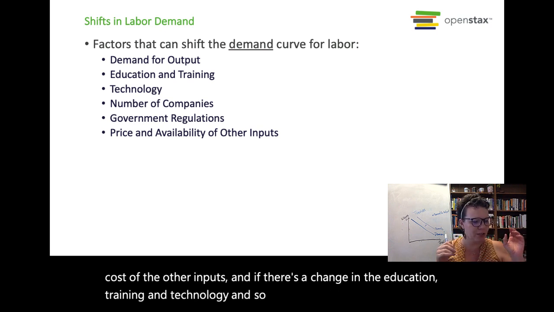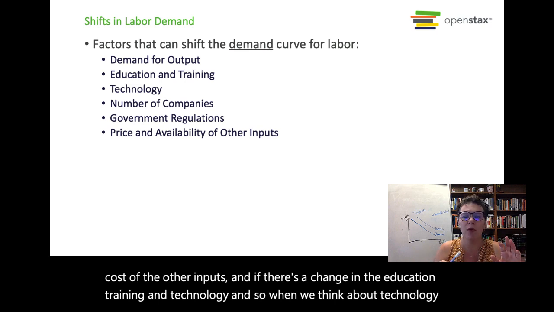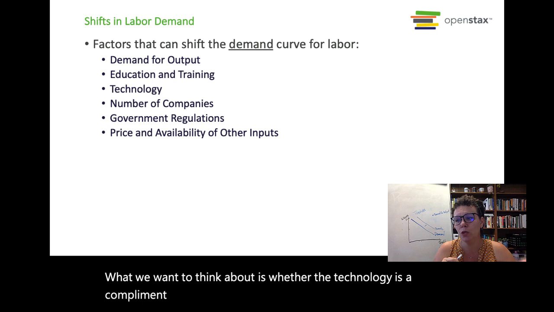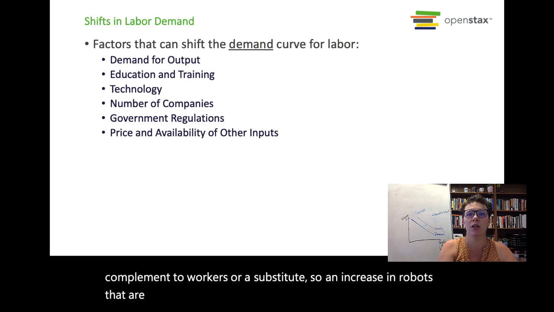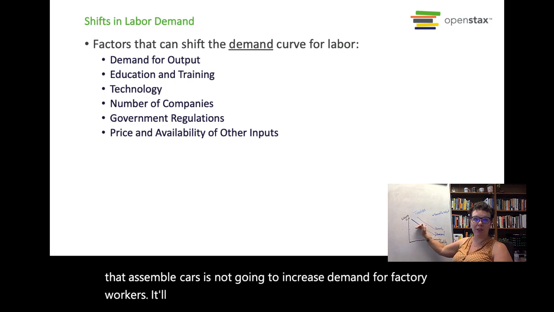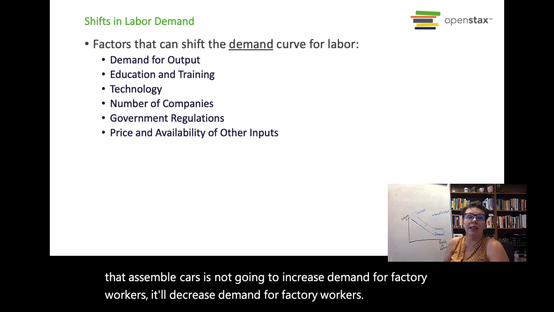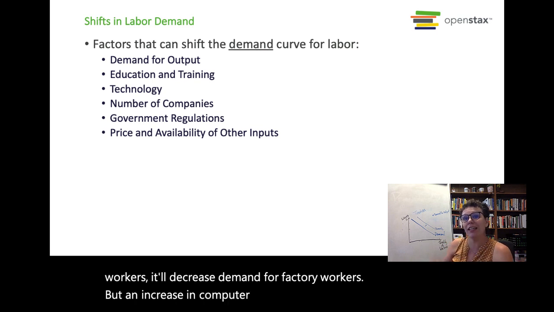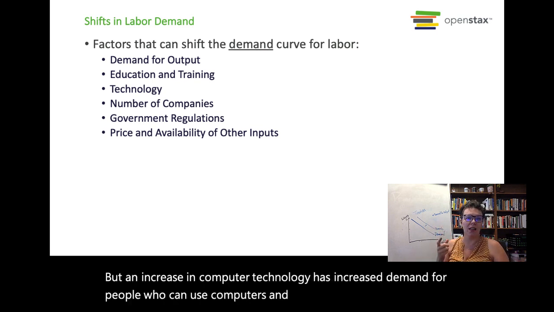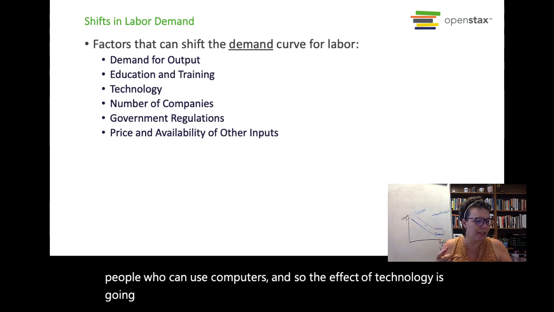And so when we think about technology changing, what we want to think about is whether the technology is a complement to workers or a substitute. So an increase in robots that assemble cars is not going to increase demand for factory workers. It'll decrease demand for factory workers. But an increase in computer technology has increased demand for people who can use computers. And so the effect of technology is going to be a little bit different.